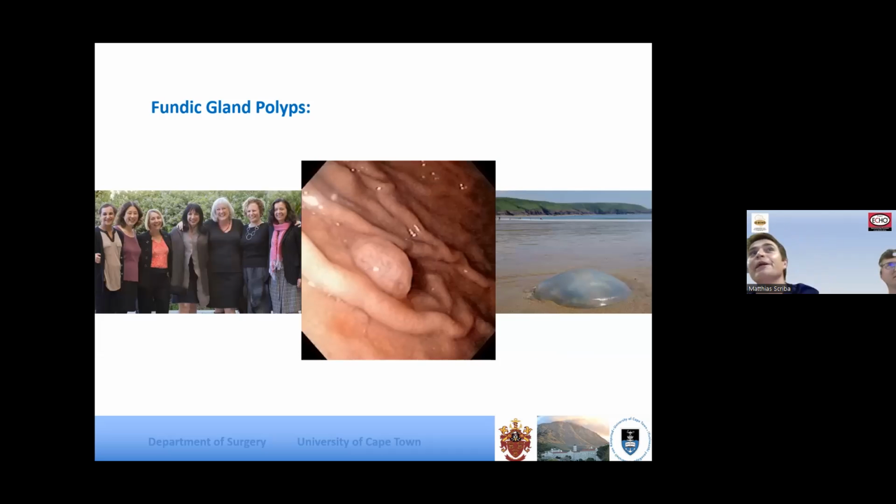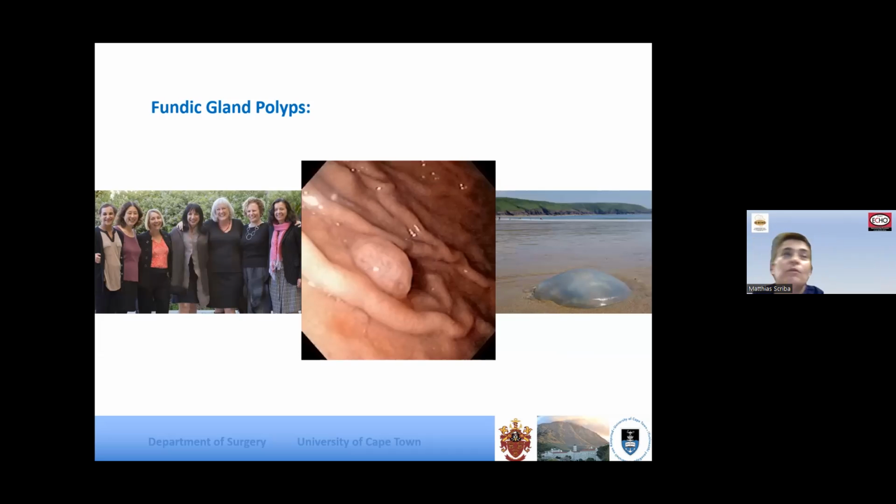I've put this gland in here just for you to try and remember which is which. I've got a bit of a not the best memory. So for me, fundic gland polyps, obviously fundic, they're on the proximal end of the stomach. To me, they look a little bit like a washed up jellyfish. And the way I remember that, they're usually middle-aged women.